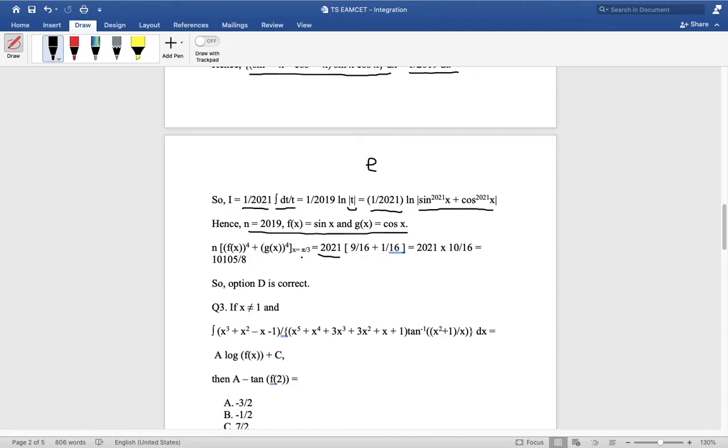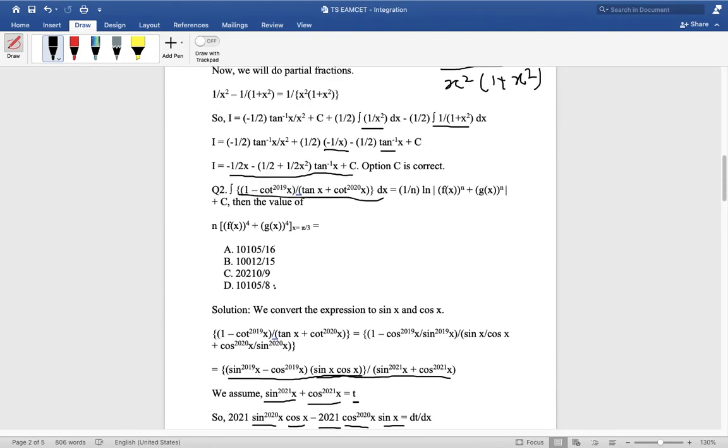Sine pi by 3 is root 3 by 2. Root 3 by 2 raised to the power 4 is what? Root 3 into root 3 into root 3 into root 3 is 3 times 3, which is 9, and 2 raised to the power 4 is 16. Cos x at x equals pi by 3 is cos 60, which is half, and 1 by 2 raised to the power 4 is 1 by 16. So 9 by 16 plus 1 by 16 is 10 by 16. 2021 into 10 by 16, you can simplify this to 5 by 8. So 2021 times 5 is 10105 divided by 8. So option D is correct.